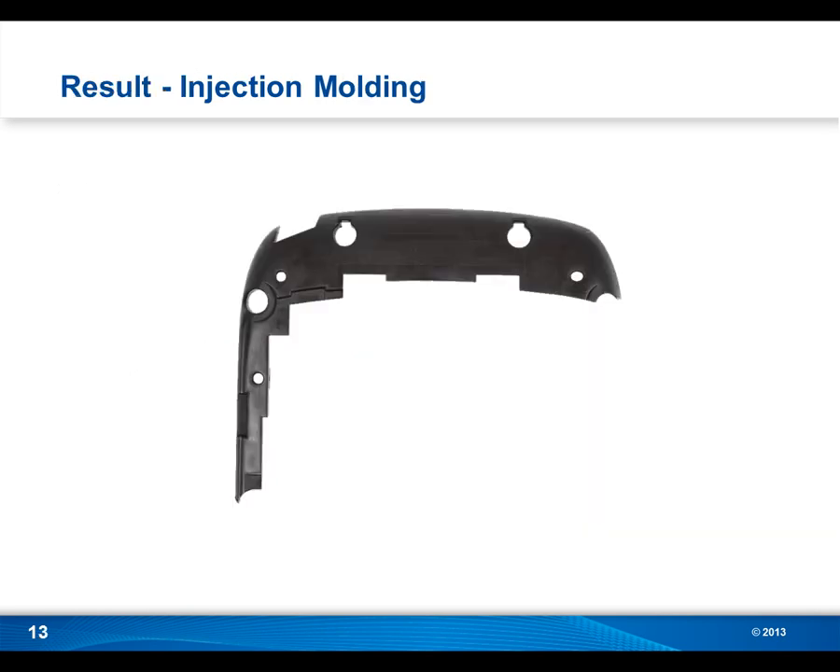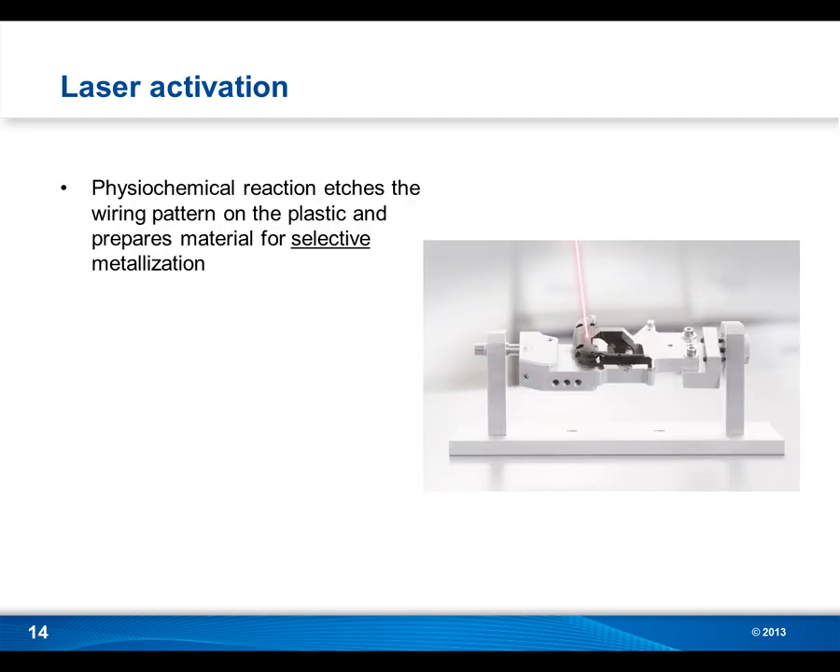Awesome. Thanks for explaining that, Don. So as we go through the 3 steps of the laser direct structuring process, I wanted to create an MID with the LDS process. The result of our one-shot injection molding phase is this part you can see here on the screen. So the granulate has been formed for this part, and we'll find out what it is when we're done with the 3 steps. But once we have this part, it's time for the next step of the LDS process, which is laser activation. Here, this is a physiochemical reaction where the laser etches the wiring pattern onto the plastic and prepares the part for selective metallization.